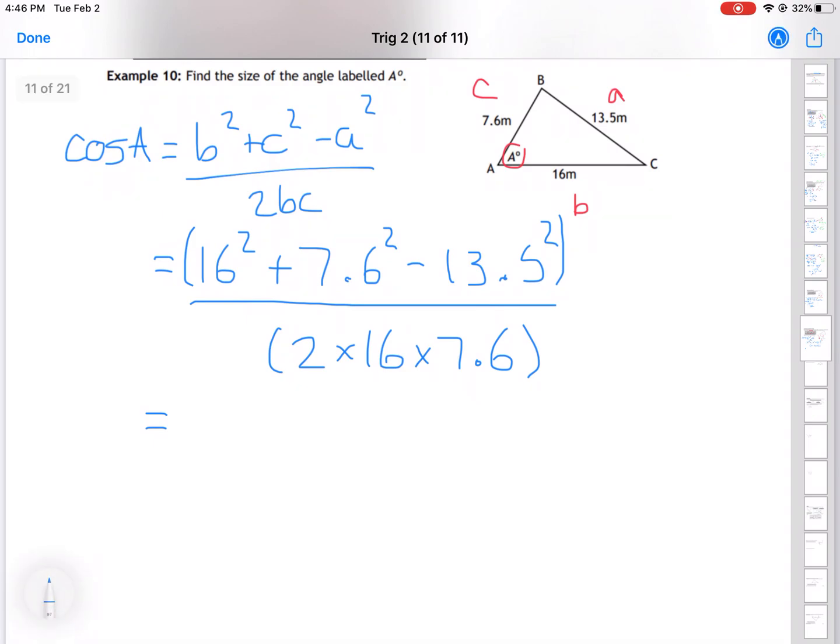Now I think what I'm going to do is ask you just to write these numbers down. That's probably the easiest way. So it's 131.51. It won't ever be long numbers, it's normal numbers, it's just square and decimal, so it won't ever be too long. Then I'll do the bottom calculation, 2 times 16 times 7.6, which is 243.2.